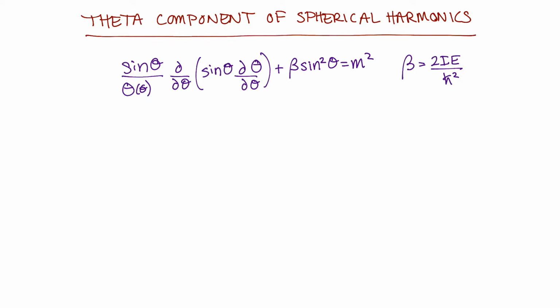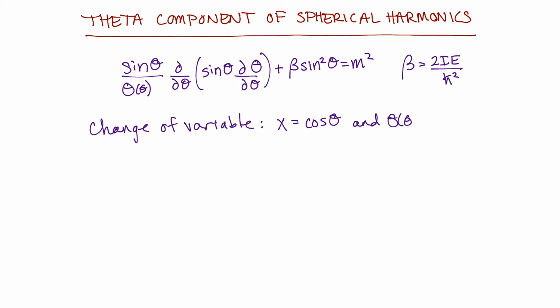Unfortunately, this one is not as easy to solve as the phi portion that we just completed. In order to solve this equation, it requires us to perform a change of variable trick. You may have done this before in a previous math class. But all we're going to do here is say that x equals cosine theta, and theta of theta equals P of x.